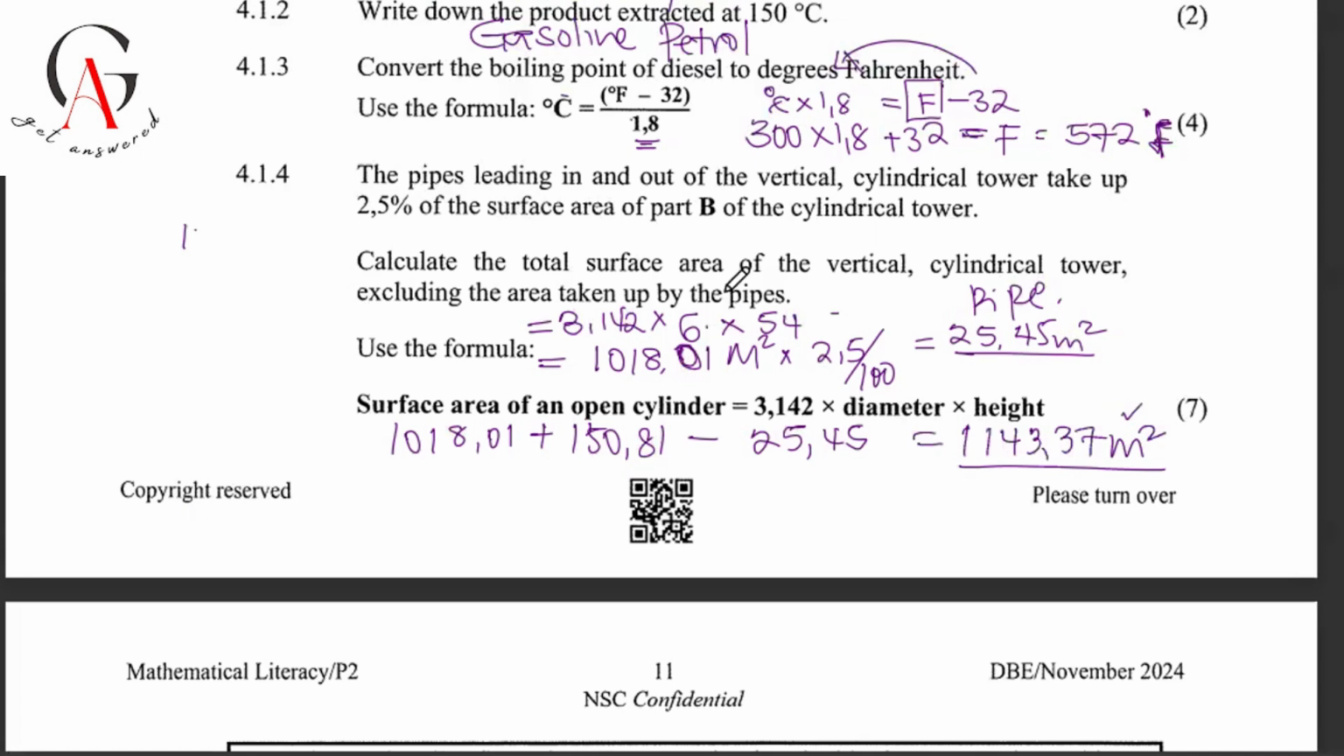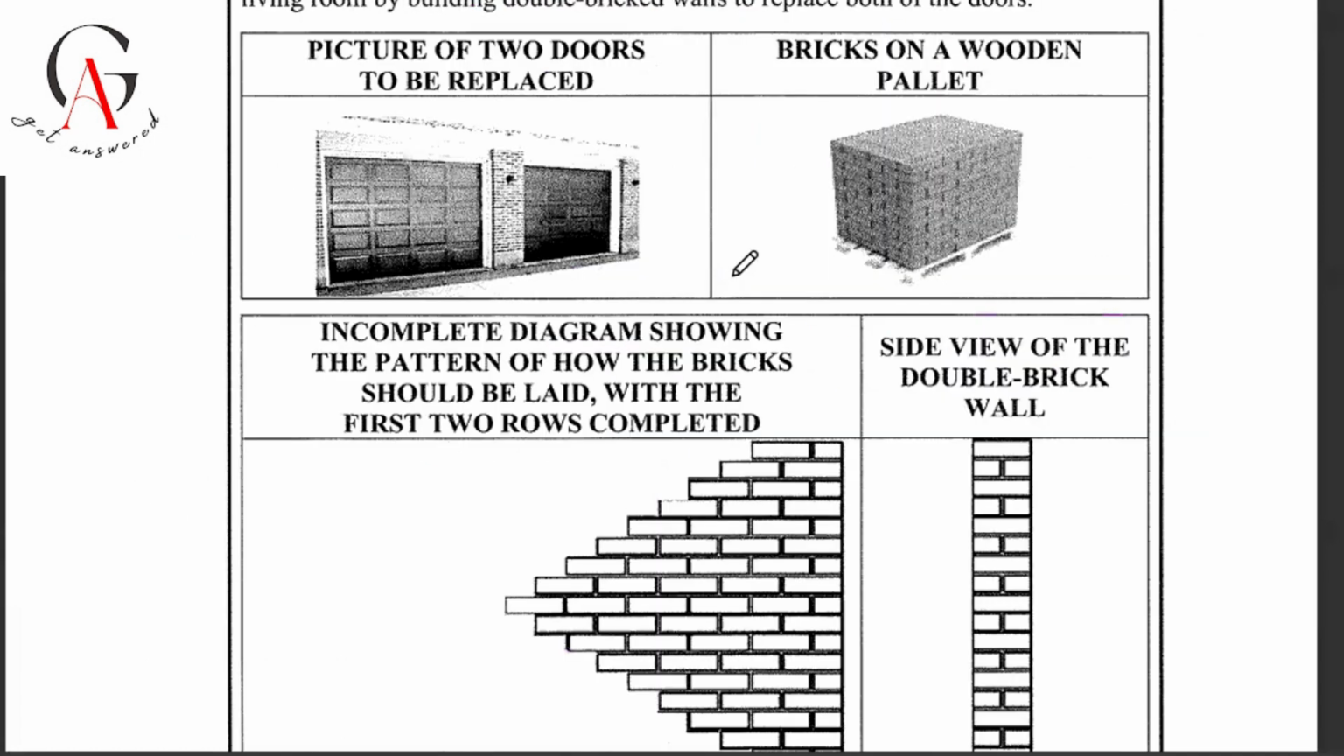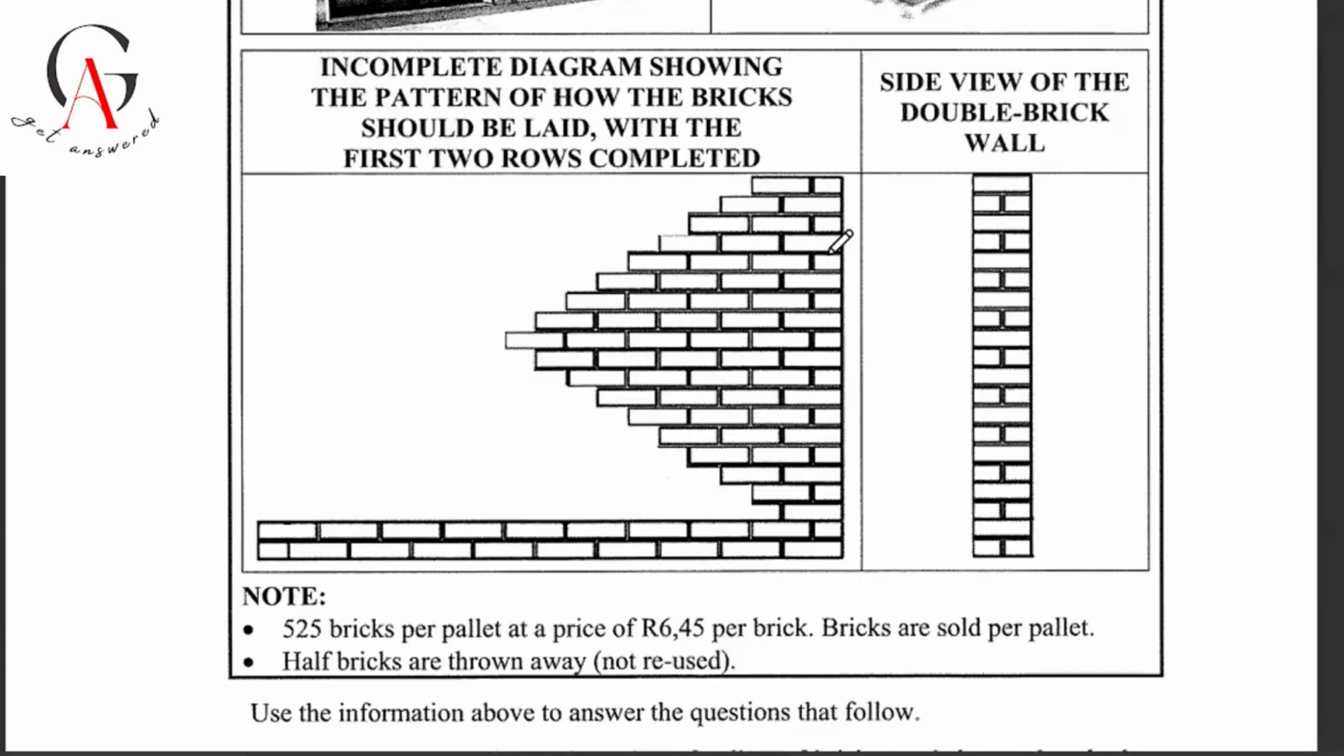Question 4.2. A worker at the oil refinery intends converting her double door garage into a bigger living room by building a double wall to replace both the doors. Then we go on and we say, complete the diagram.